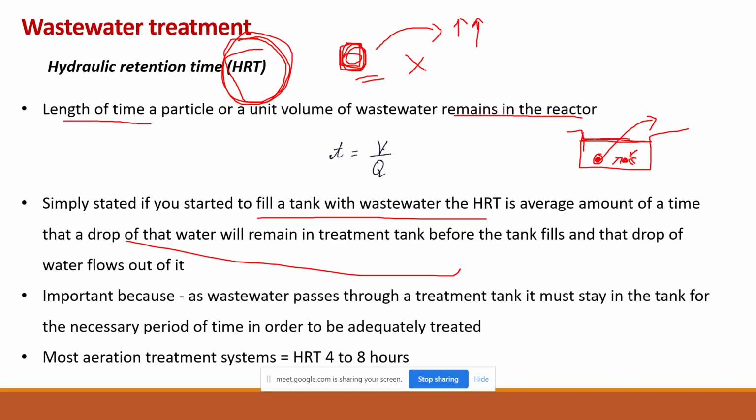Normally the HRT is 4 to 8 hours when we talk about activated sludge processes or secondary treatments. So mostly it is 4 to 8 hours. And the formula is volume by flow rate, so HRT is V by Q. V is the volume of the reactor and Q is the flow rate of the wastewater flowing in that particular tank. That gives your HRT.